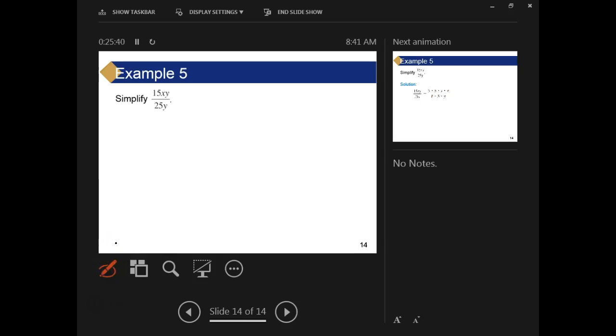Okay? So let's get to the last example, and that's example 12 at the top of page 188. Okay? 6a squared minus 7a plus 2 divided by 10a minus 15a squared. What would you do with a problem like that?